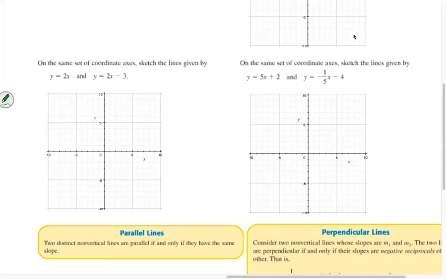All right, 3-3, part 2. Hannah, do you remember how to graph equations of lines? That's it. We need the slope and the y-intercept.